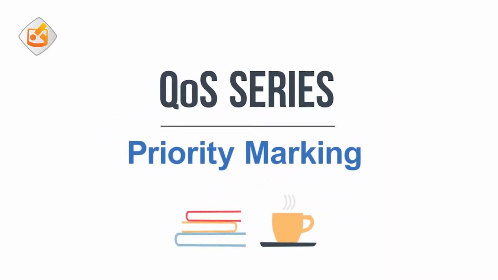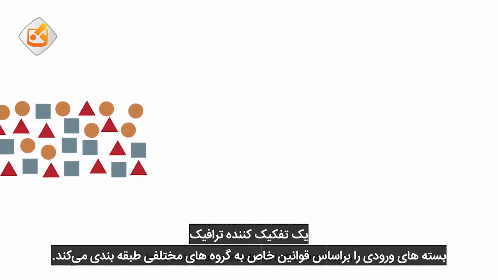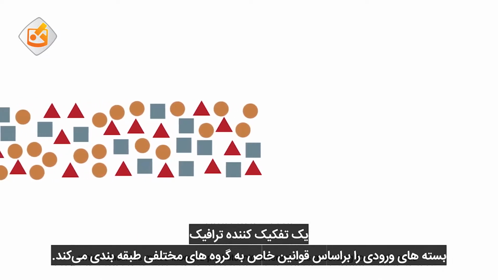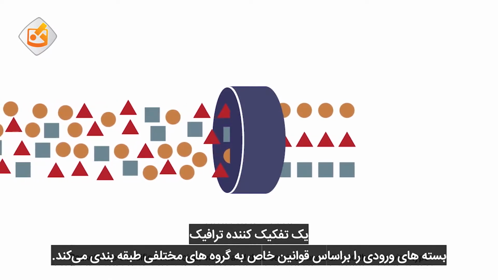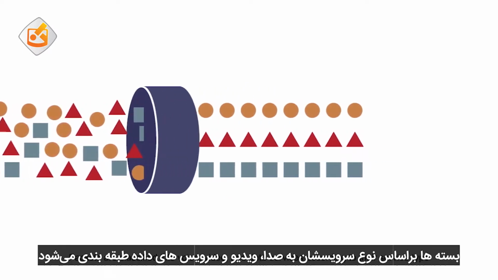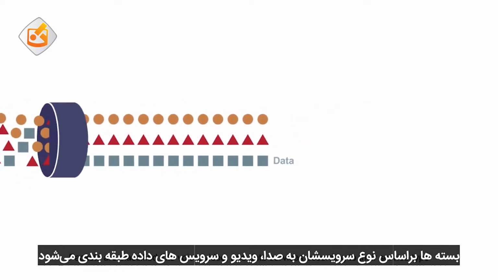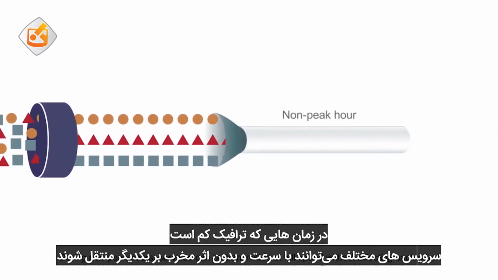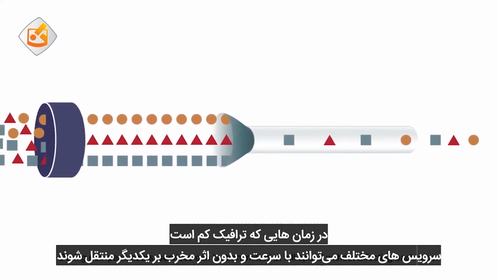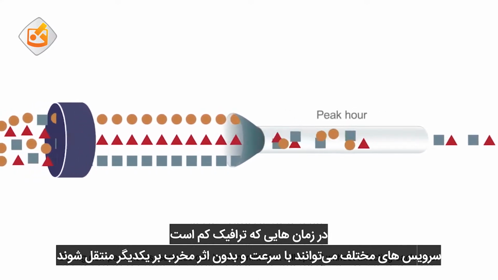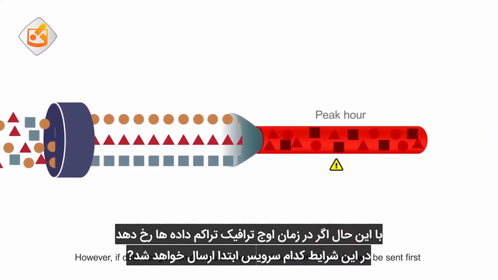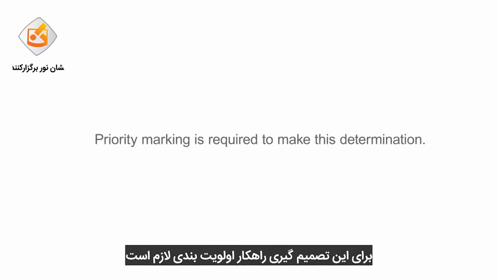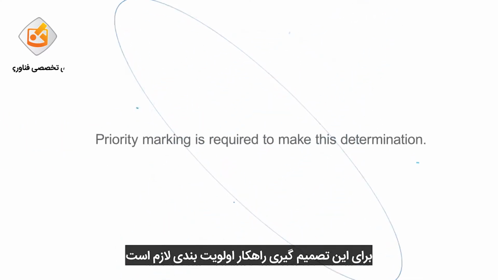Q series, priority marking. In the last issue, we introduced traffic classification, which classifies mixed inbound packets into different sets according to certain rules. Packets are classified into voice, video, and data services according to their service type. During non-peak hours, services can be transmitted at full speed without affecting each other. However, if data congestion occurs during peak hours, which service will be sent first? Priority marking is required to make this determination.